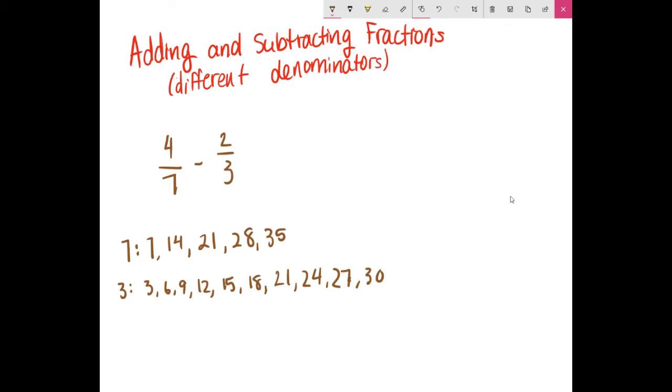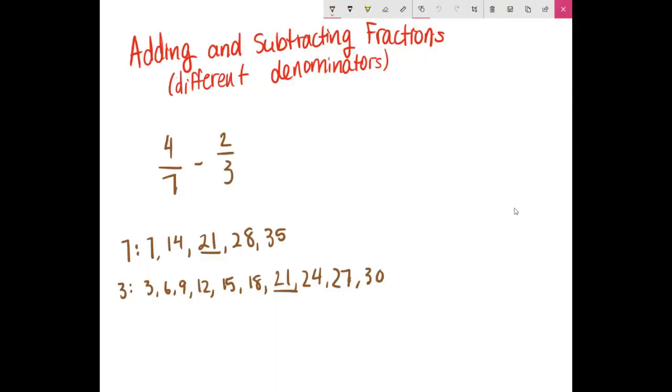So the question is now, what multiples do these numbers have in common? So we see that they have 21 in common. Anything else? I actually don't see anything else. And the next question would be, what's the least common multiple? And so since 21 is the only common multiple out of both of these, then 21 is it.